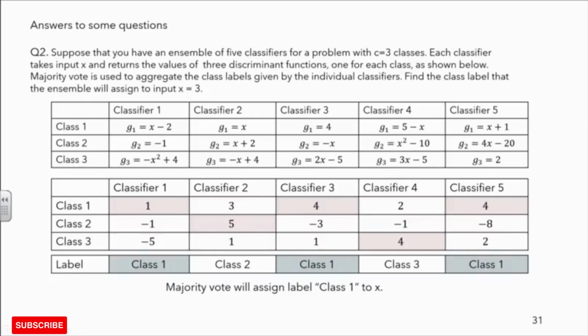So then we look at the largest value. So 1, 5, 4, 4, 4 here. So this is class 1. So classifier 1 classifies this input as class 1. Classifier 2 classifies this input as class 2. Class 1, class 3, class 1. Majority vote. How many class 1? 1, 2, 3. How many class 2? 1. How many class 3? 1. Majority vote? Well, that'll be class 1.